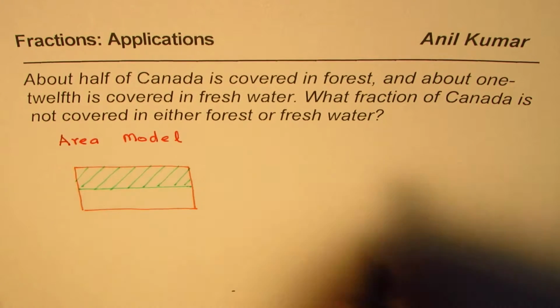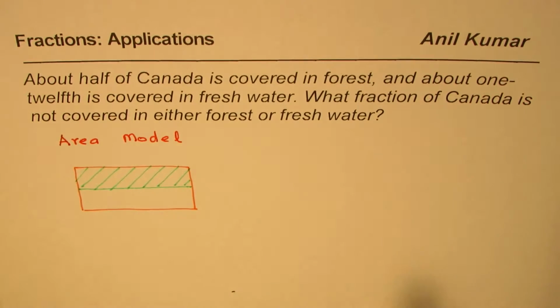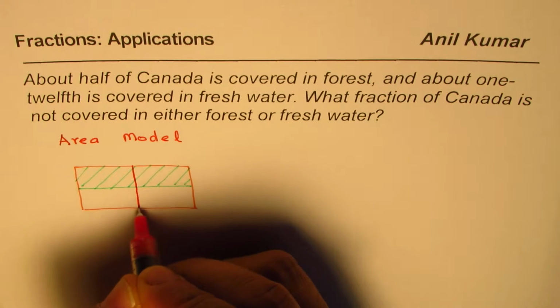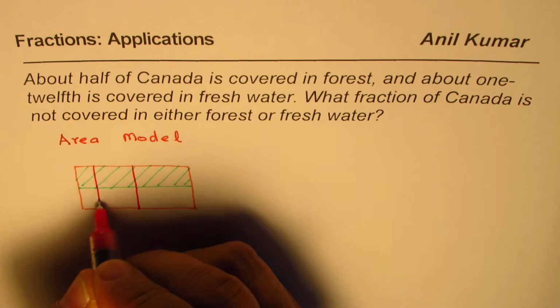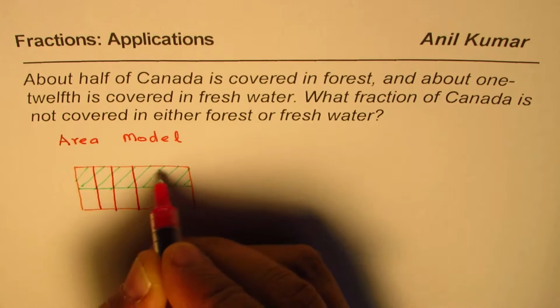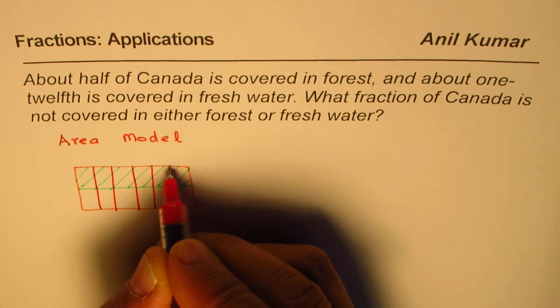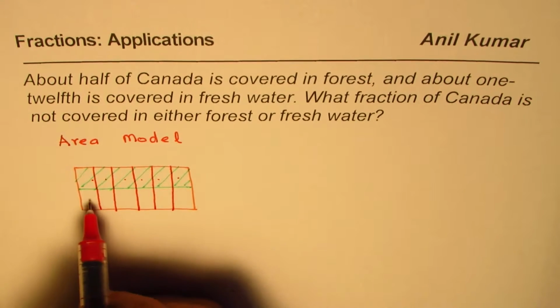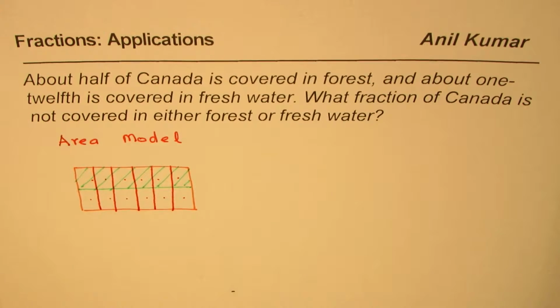So half of Canada is covered in forest and about 1/12 is covered in fresh water. Now we have half of it. We want to get 1/12. How can we do that? That means we could have 6 columns, right? So let's divide the first half into 3 on this side and 3 on the other side. So 6 and 6 makes 12. So we got 1, 2, 3, 4, 5, 6, 7, 8, 9, 10, 11, 12.